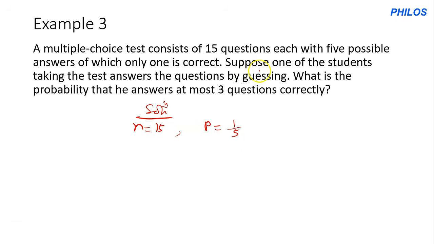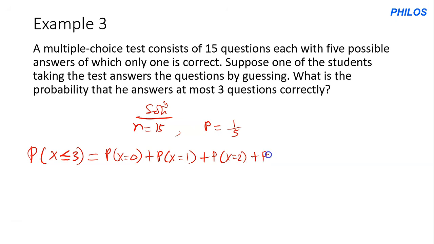Now let's proceed. Suppose one of the students taking the test answers the questions by guessing. What is the probability that he answers at most 3 questions correctly? When we say at most, the maximum should be 3. So we want to find the probability that x is less than or equal to 3. That will give us the probability that x is exactly 0, or x is exactly 1, or x is exactly 2, or x is exactly 3, because they say at most 3, meaning the maximum should be 3.